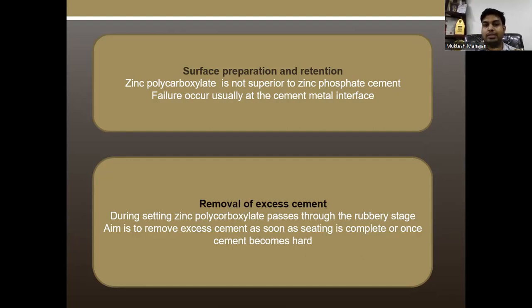During removal of the excess cement, note that during setting zinc polycarboxylate passes through a rubbery stage. The aim is to remove the excess cement as soon as the setting is complete, once the cement becomes hard.